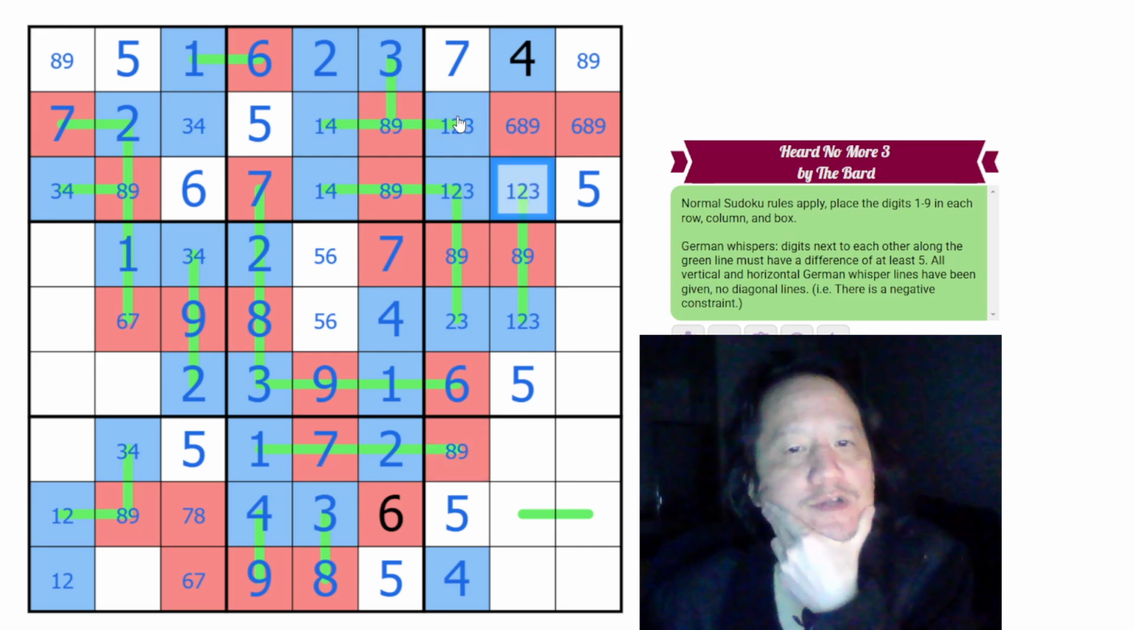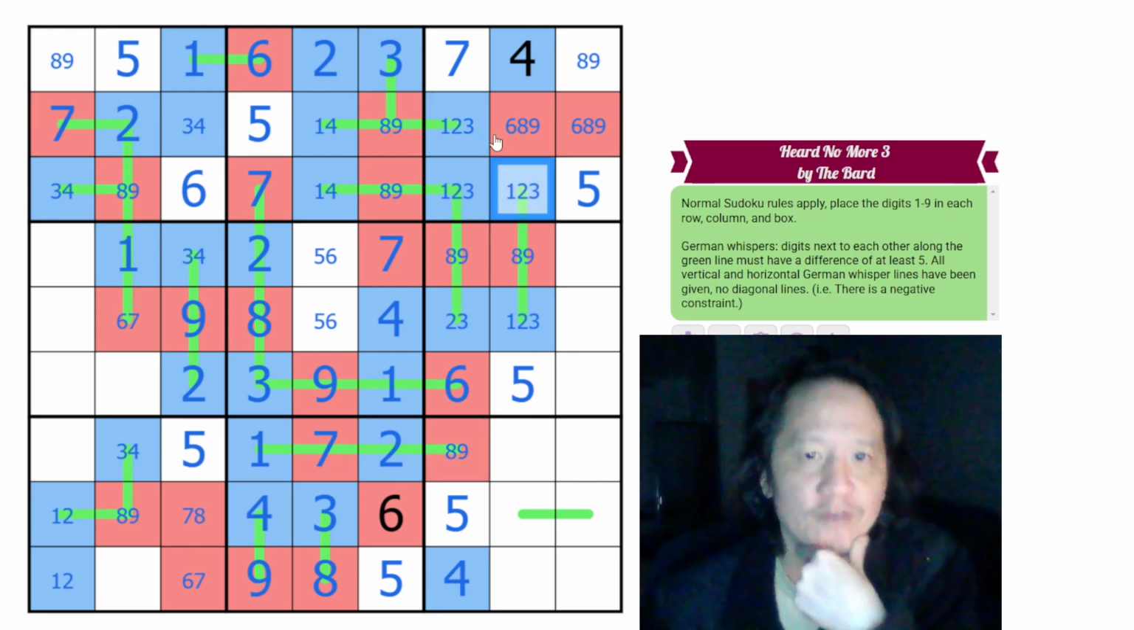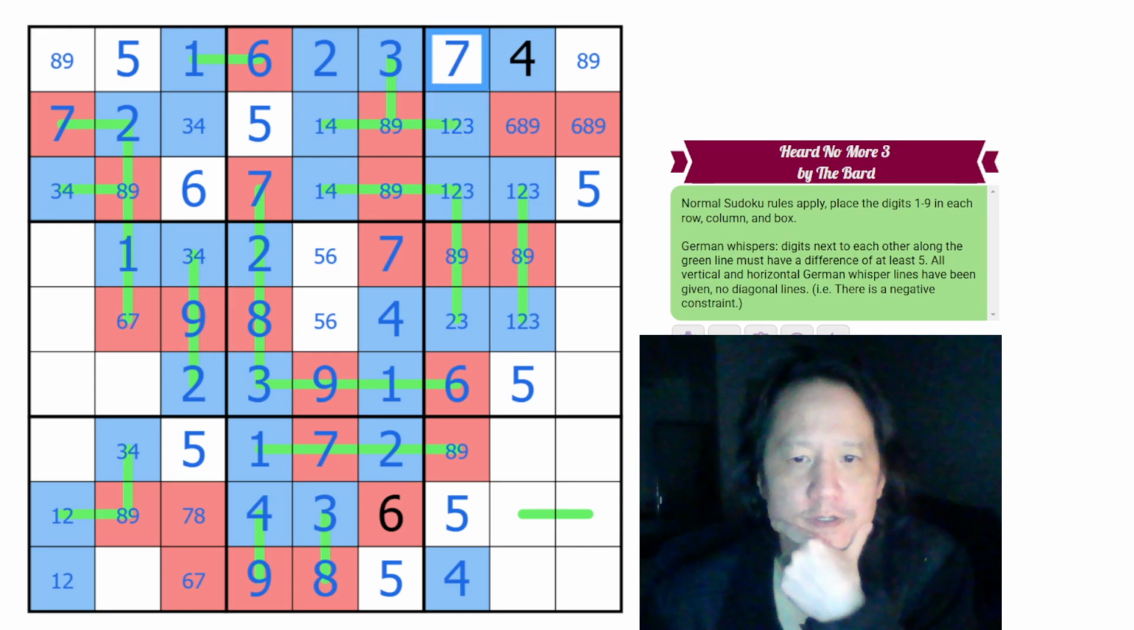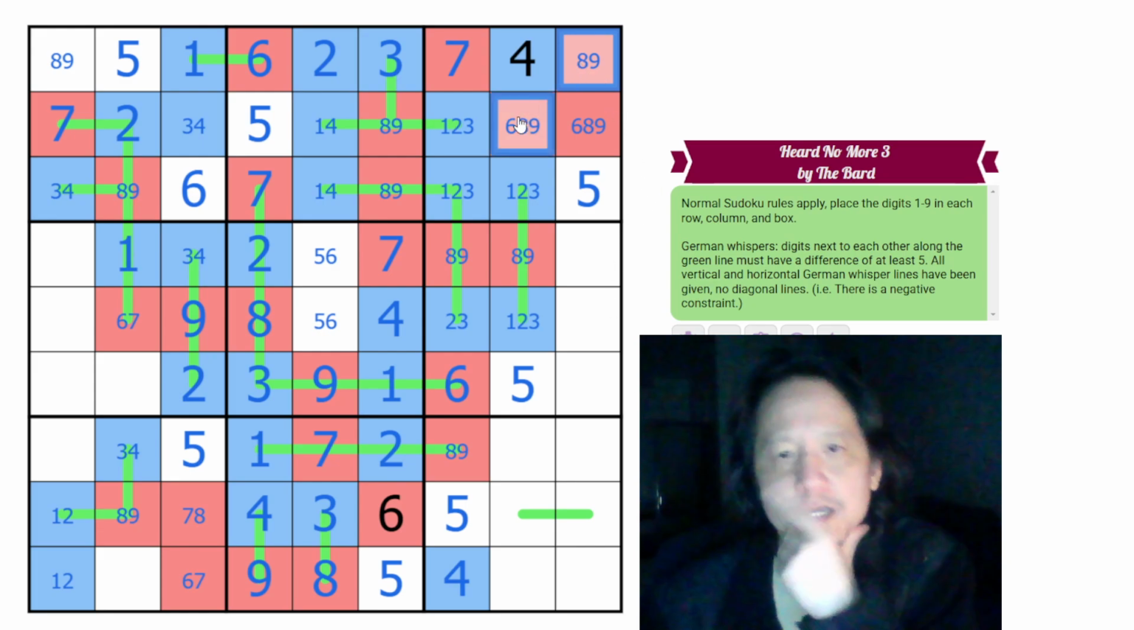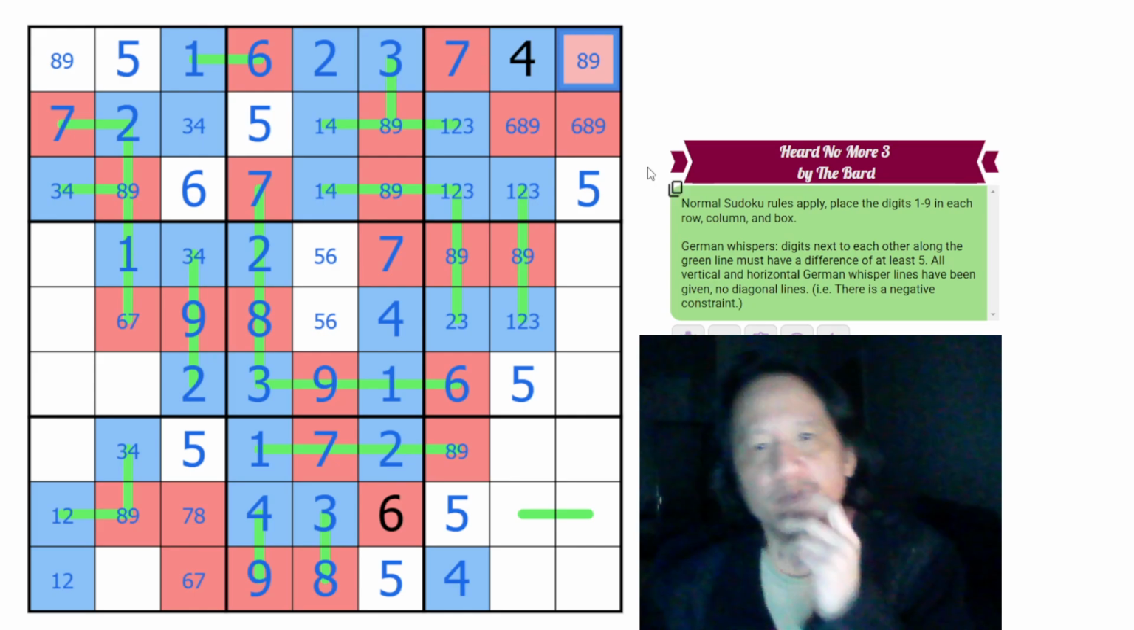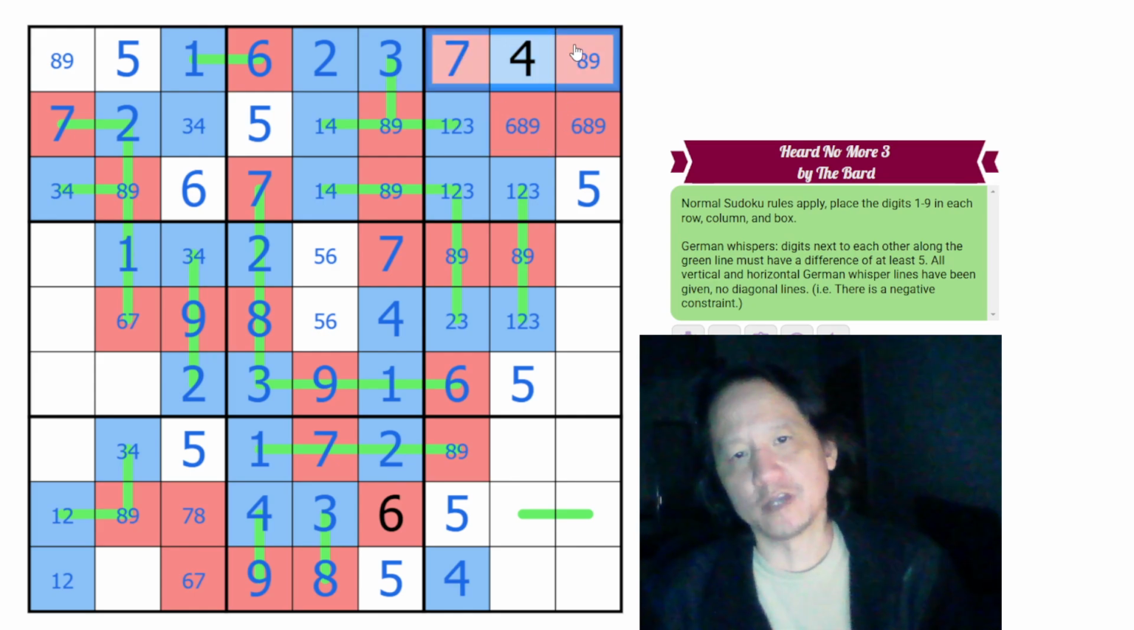If either one of these were a 1, they would have to have a German whisper line with this, because we know this is a high. Actually, yeah, this is a high too. So this is a high, this is a high. None of these can be 9 again. So this can't be 9, because otherwise there would be a German whisper line drawn next to it. Therefore, this has to be an 8.